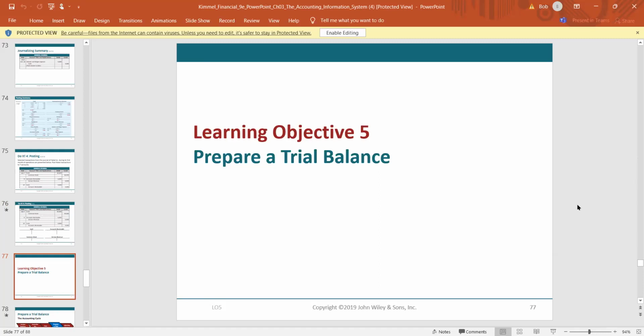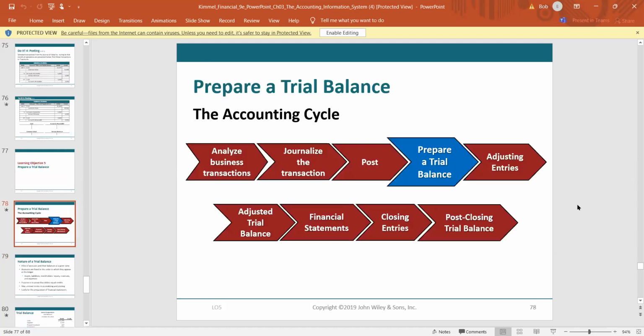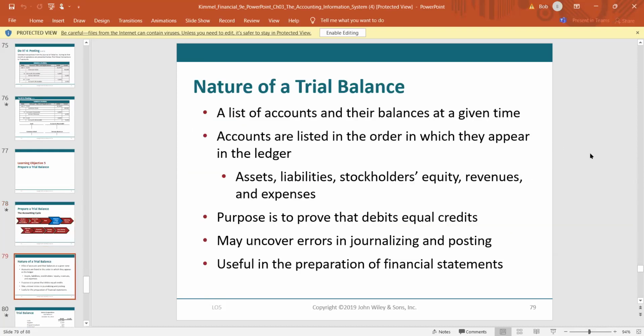It's time to prepare a trial balance. And notice now we're up to number 4 in our journey to the closing. We started by analyzing business transactions. We learned how to journalize them and post them. And now we're going to run what's called a trial balance.